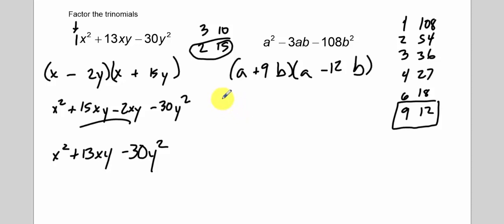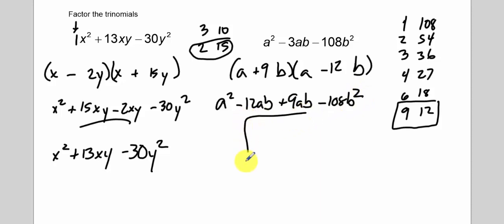I'll just do the FOIL. A squared minus 12AB plus 9AB minus 108B squared. Like terms are here, so therefore I have a squared minus 3ab minus 108b squared, which is what I was looking for. And that's going to do it. Again, the key is knowing your multiplication tables. If you don't know them, then list all the factors and then look to see what adds to the numbers that you're trying to get to.